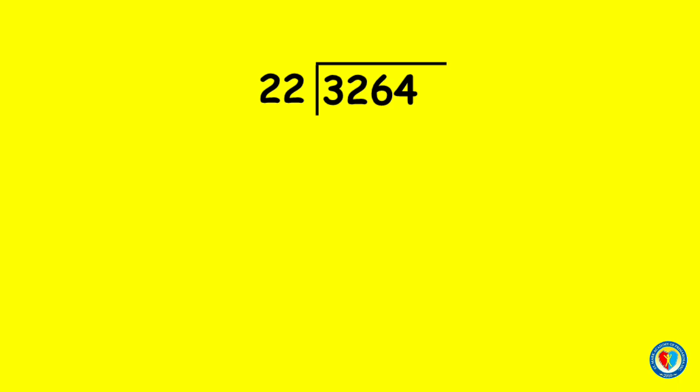Here is a division by a two-digit divisor. Divide 3,264 by 22. Since the divisor contains two digits, we shall also first consider two digits in the dividend, and that is 32. Here, 32 is greater than 22. Now, we can divide 32 by 22. Use the table of 22 to find a product. The nearest product is 22, as 1 times 22 equals 22.